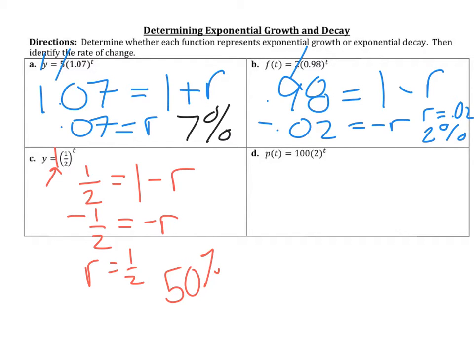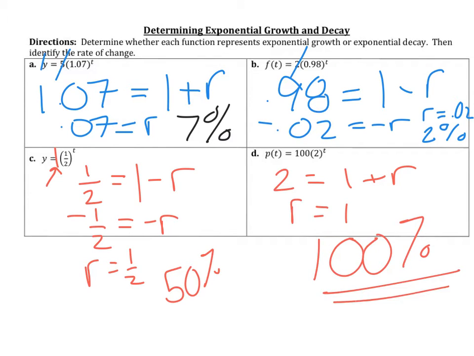Last easy example, 2 is equal to 1 plus the rate. Subtract my 1 over, so my rate is 1, which means this is growing at 100%.